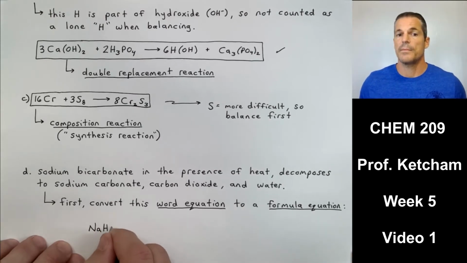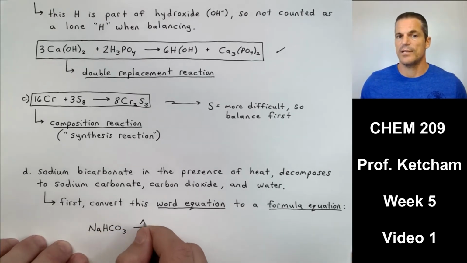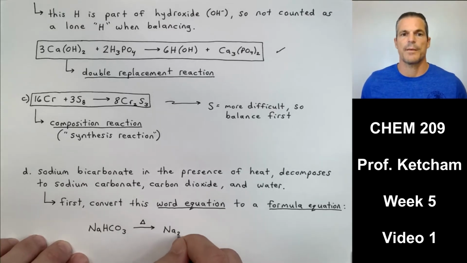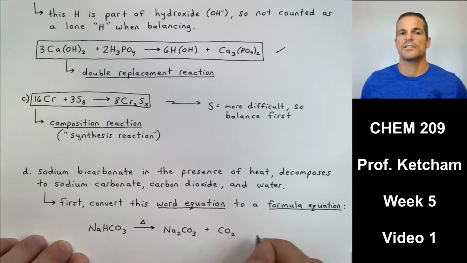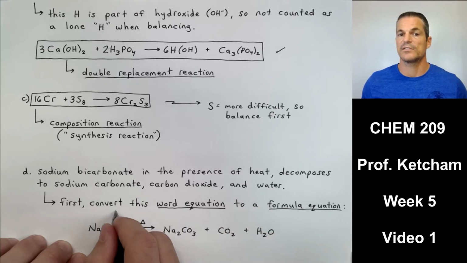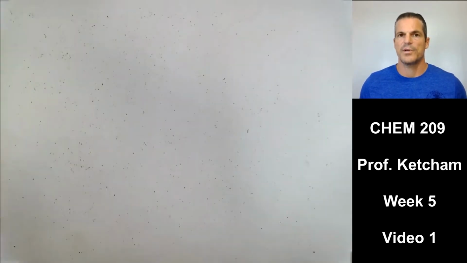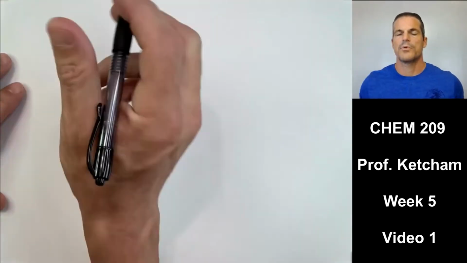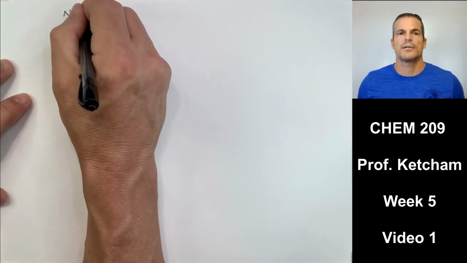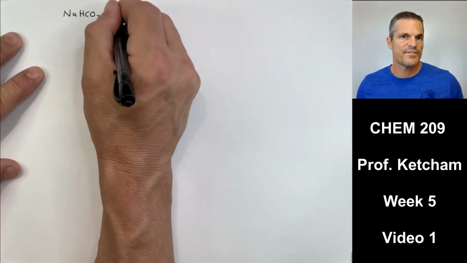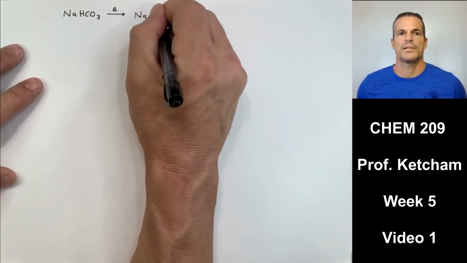So sodium bicarbonate is NaHCO3. It's decomposing. This is a decomposition reaction. It decomposes to Na2CO3, that's sodium carbonate, plus CO2 plus water. Decomposition reactions are when one thing breaks down into two or more less sophisticated formulas.